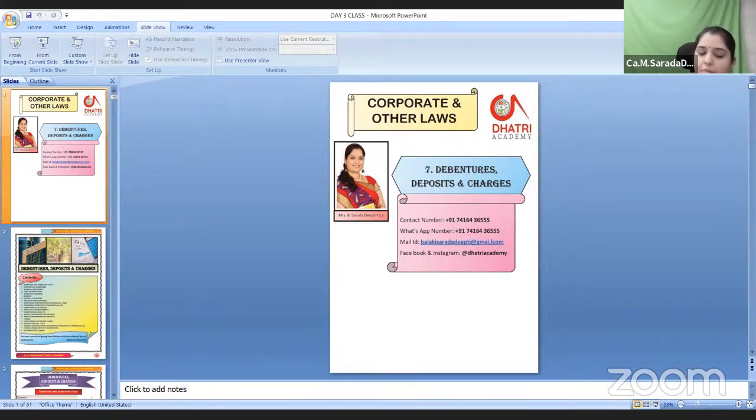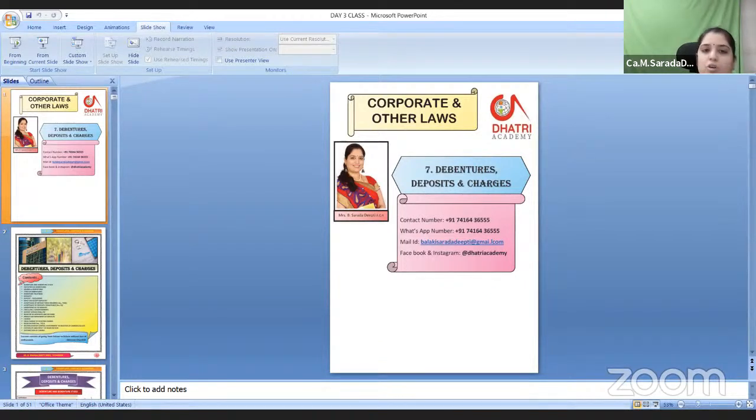Next, on the basis of redeemability, as I have already told you, after a fixed period of time, as per the terms of agreement, it may be 2 years, 3 years, or 5 years, maximum up to 10 years, the debentures have to be redeemed. Irredeemable debentures are those which are not redeemed, but they get converted into equity shares after a certain period of time.